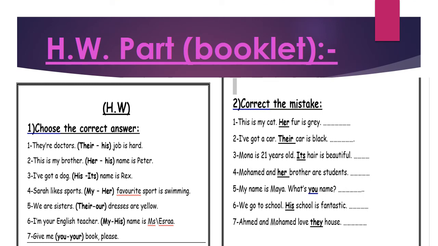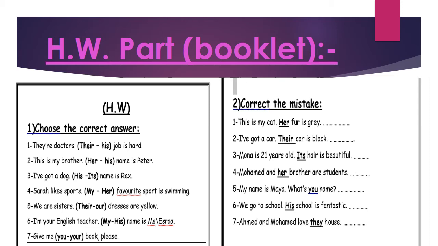Now it's homework time. Okay, the homework part in our booklet. The first question is choose the correct answer, and the second question is correct the mistake. In the first question, I'm going to read this with you, and you try to solve it alone, and after that you are going to check your answers with the model answer. Number 1, they are doctors. There, his job is hard.